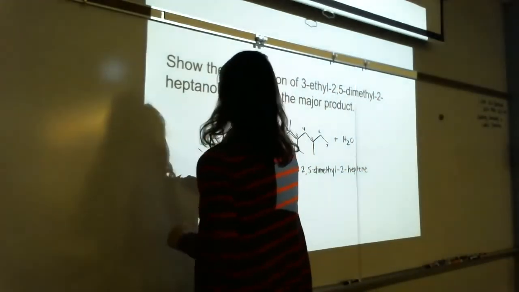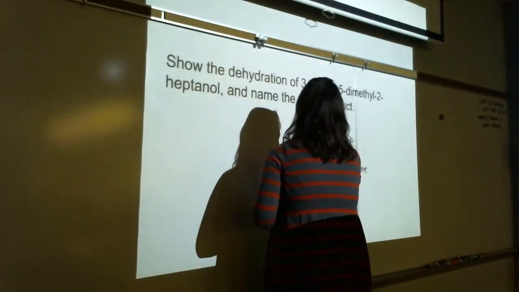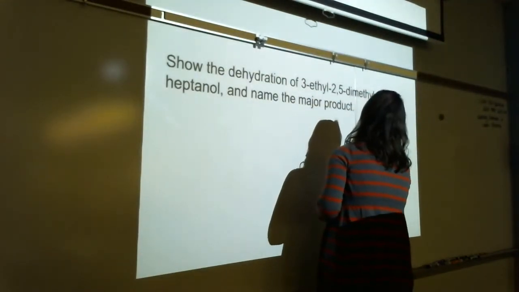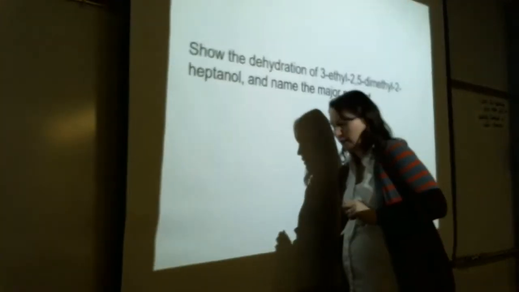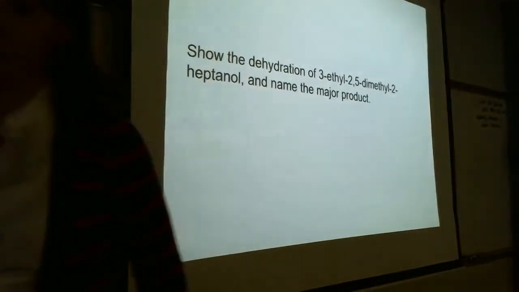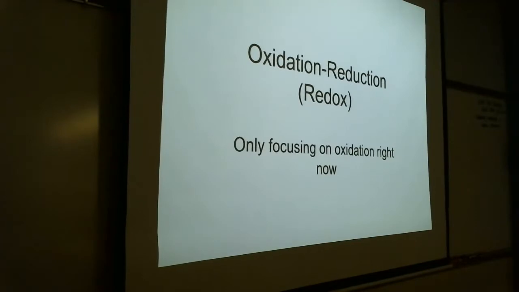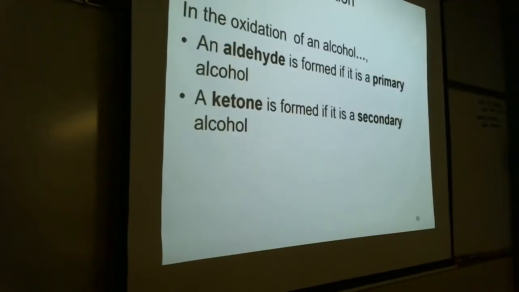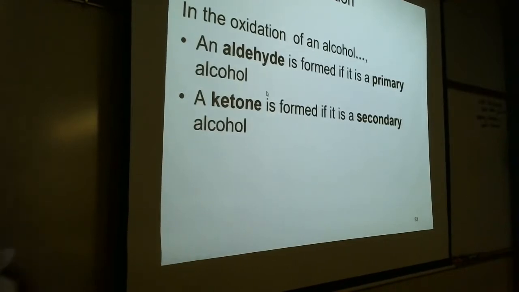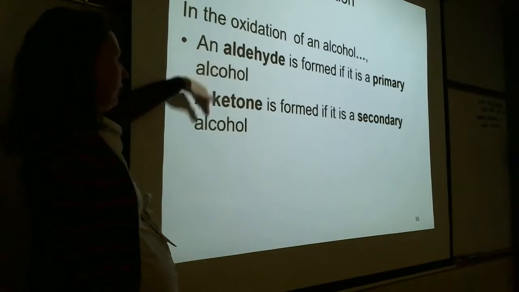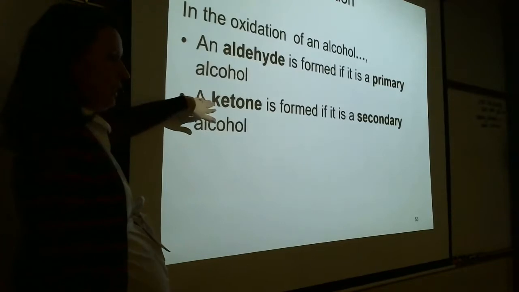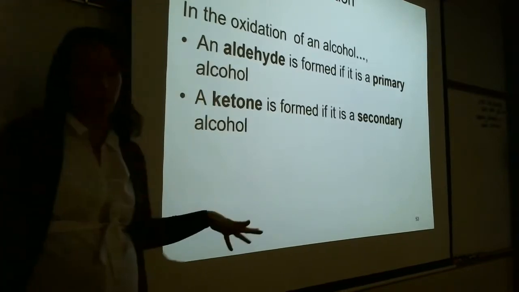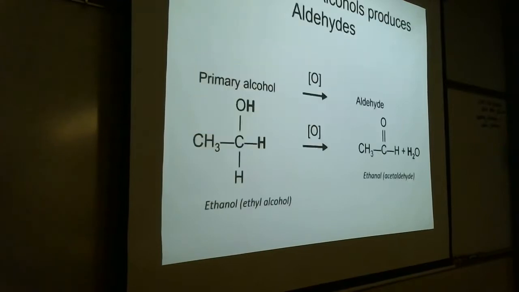All right, the next and last reaction that we're going to talk about with alcohols is oxidation. We'll do the reduction portion when we get to the aldehydes and ketones section, so we're only doing the oxidation portion. When we oxidize an alcohol, we're either going to get an aldehyde or a ketone, depending on if it's primary or secondary. Primary alcohol is going to give us an aldehyde. Secondary alcohol is going to give us a ketone, and we can't oxidize a tertiary alcohol. It won't work. I'll show you why.